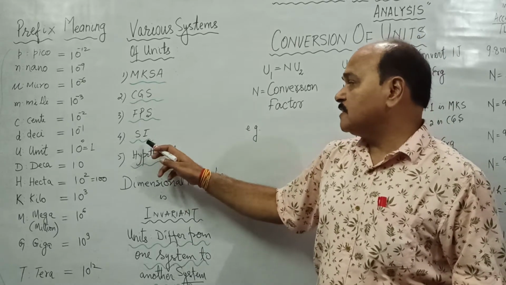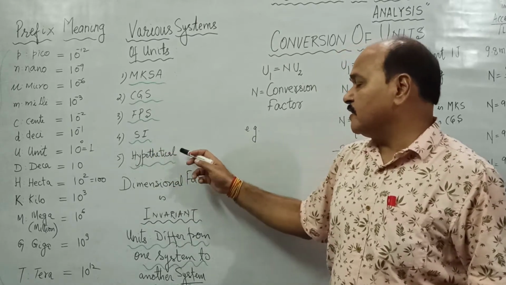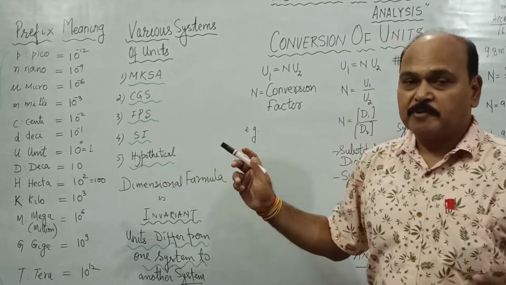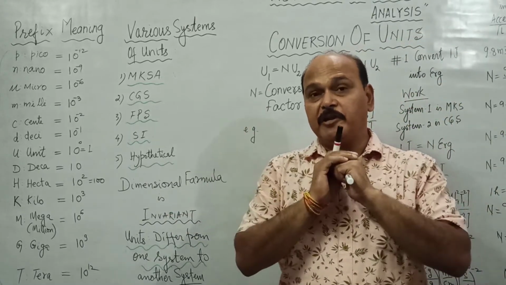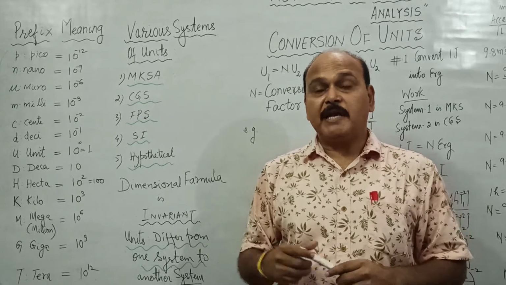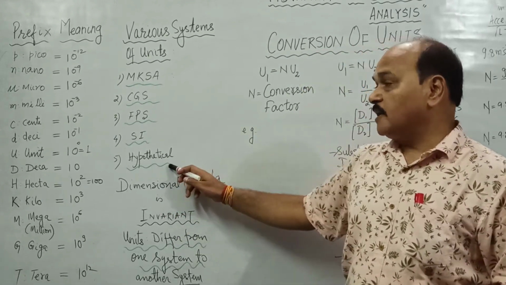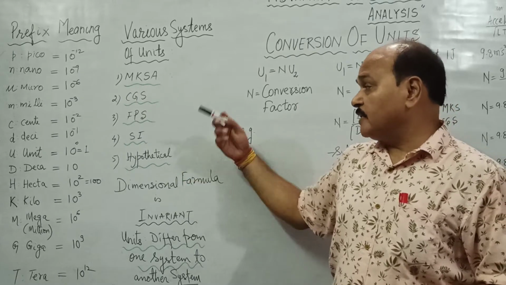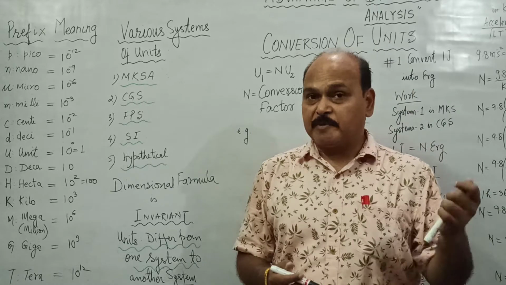In CGS system, distance is measured in centimeter, mass is measured in grams, time is measured in second. In FPS system, distance is measured in foot, mass is measured in pound, and time is measured in second. SI system is Système International. We'll talk about it very shortly. Hypothetical system: in hypothetical system, any physical quantity can be given any unit. It depends upon us. So there can be infinite different hypothetical systems. We'll talk about hypothetical system mathematically.